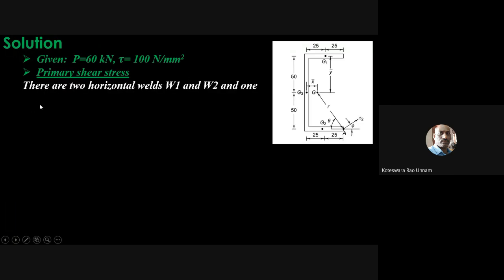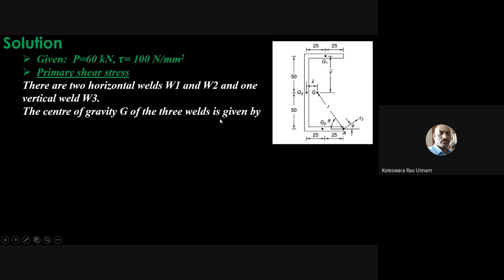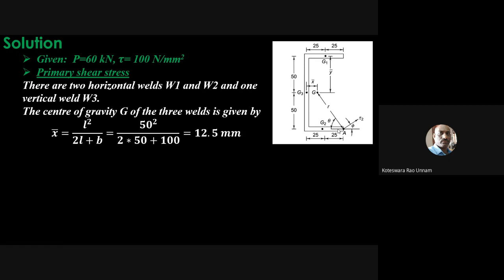Primary shear stress, I already told you there are two horizontal welds, W1 and W2. So this is W1 and this is W2, and another vertical weld, that is W3. The center of gravity of the weld is given in your data book; this formula is given to you. I have a data book with me. In my data book, if you go to welded joints, whatever formula I have written here is from the data book only.